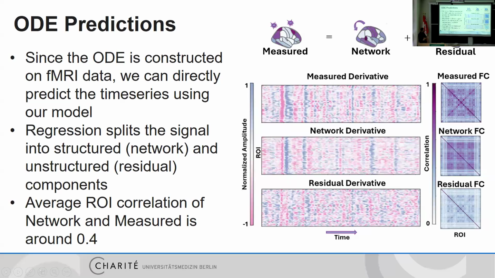How this looks is, once you fit your network model, you can take the measured derivative, subtract the network derivative, and you can see that what you're left with looks very uncorrelated. This is just regression. You put everything that you know into the structure and everything left over should be noise. So this is just regression doing things correctly.